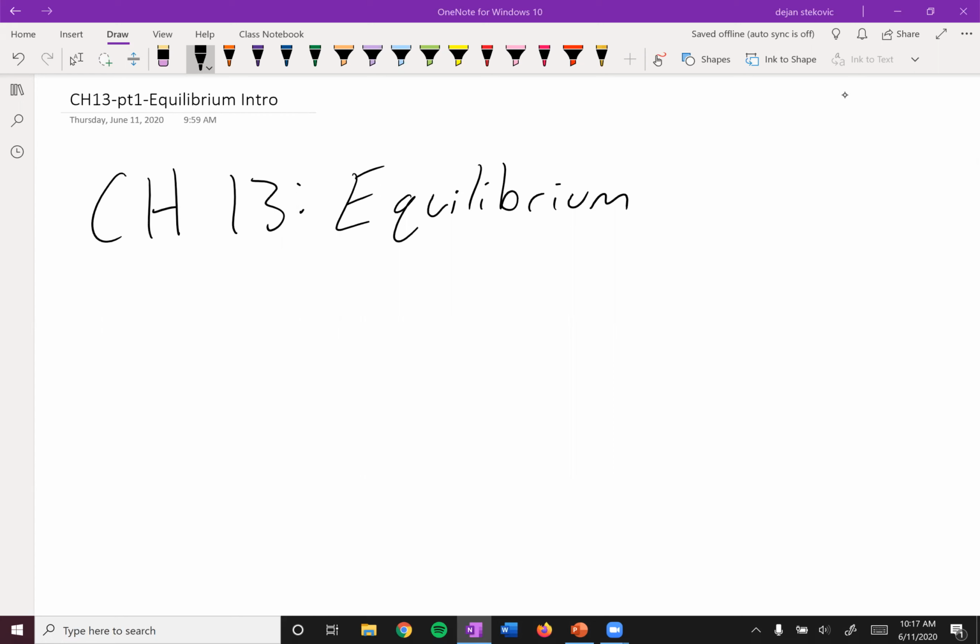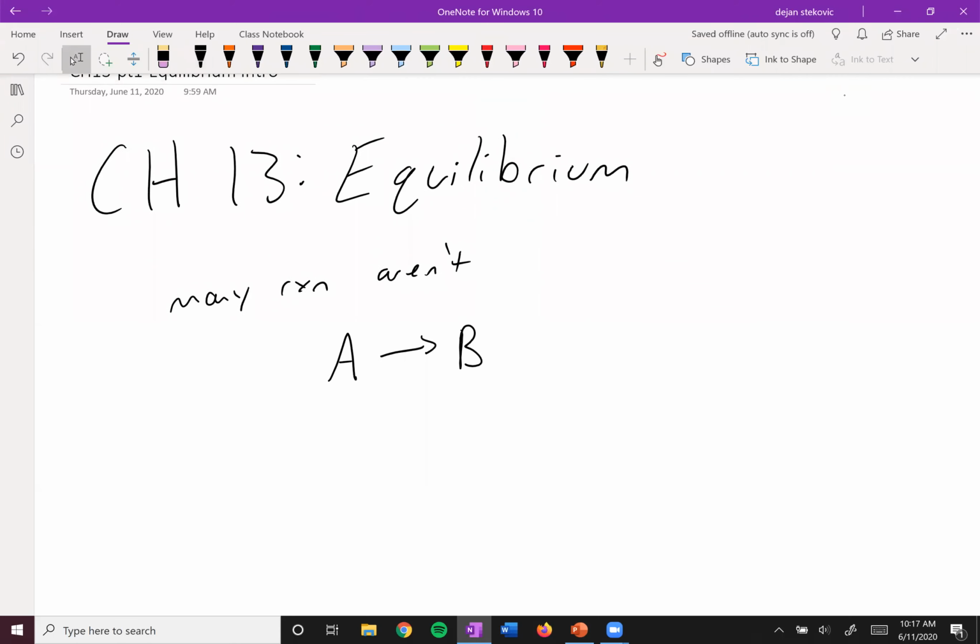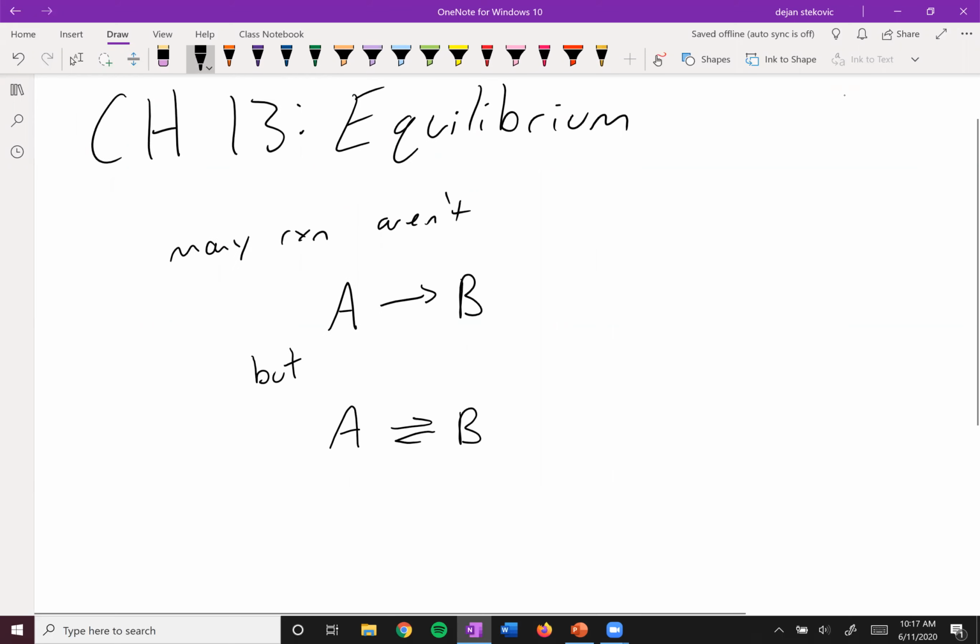So what we have to realize is that many reactions aren't how we thought about them in maybe Chem 101. So, right, we say that we have A and then it turns into B. So all of A turns into all of B. But for many reactions, that's not true. What really happens is that A and B coexist at the end point. So A is turning into B and B is still turning into A. And even though you're at the end of the reaction, you still have both.